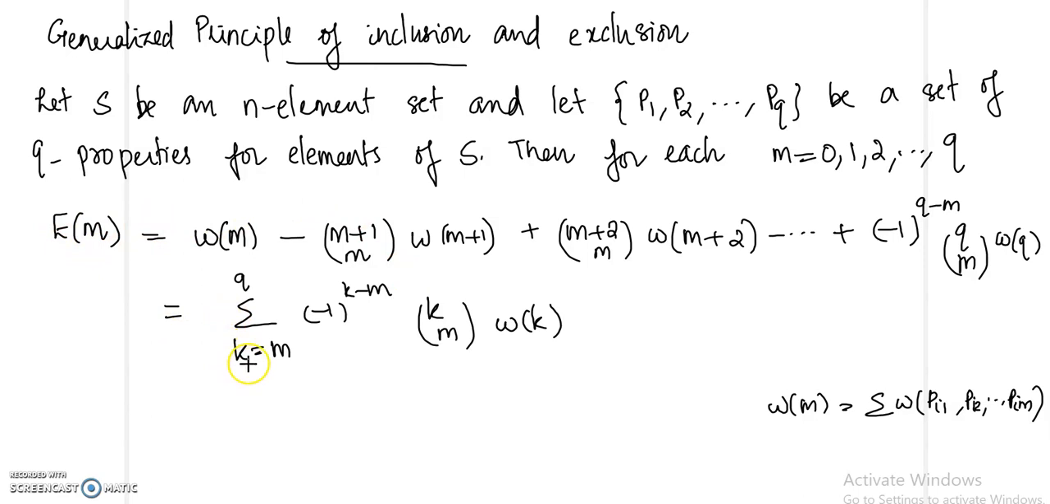E of m is equal to summation k equal to m to q, minus 1 whole raised to k minus m, k choose m, omega of k. So we will pick an arbitrary x belongs to S. It will possess a certain number of properties. So we will show that x will contribute equally on the left side and right side. So whichever x we take, the E of m value must be equal to this summation. So that is how we do the proof.